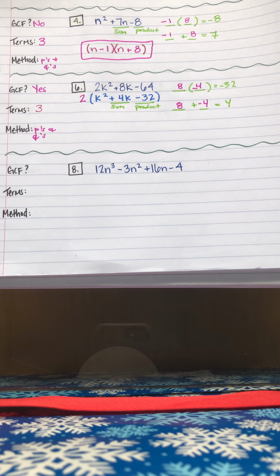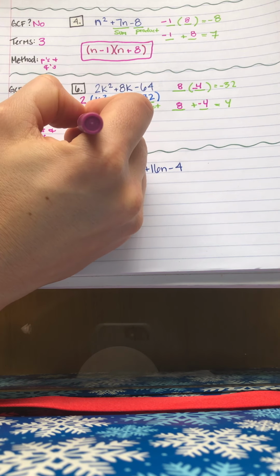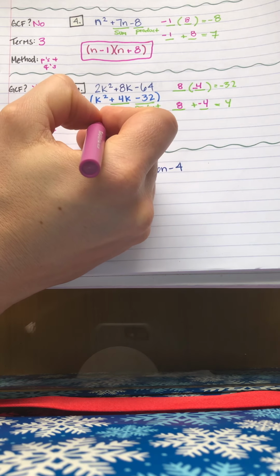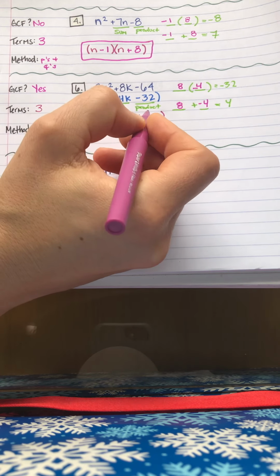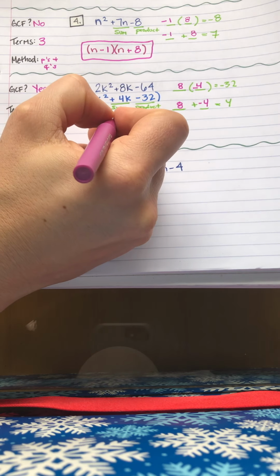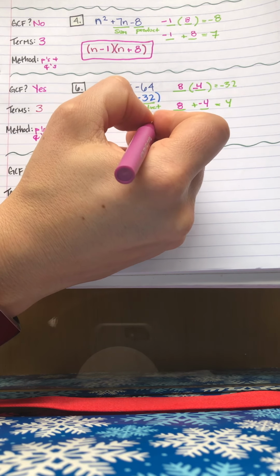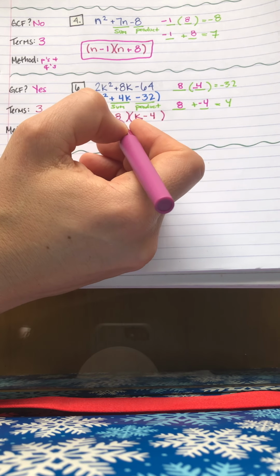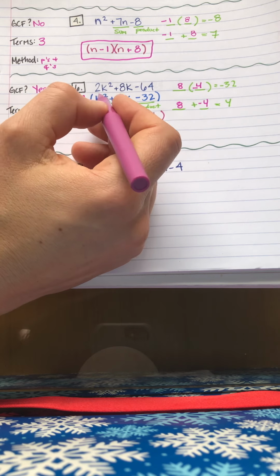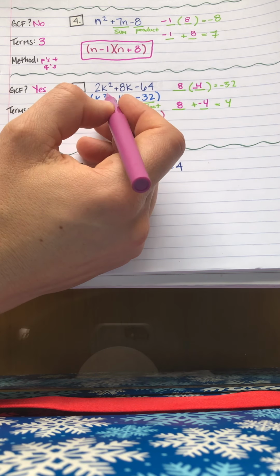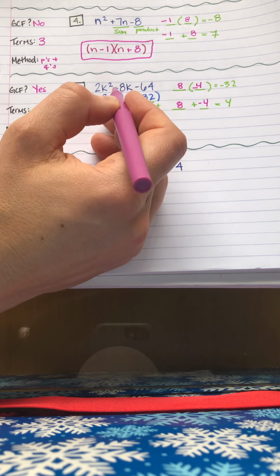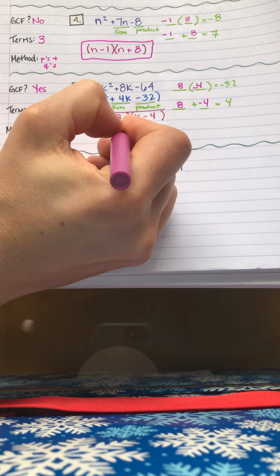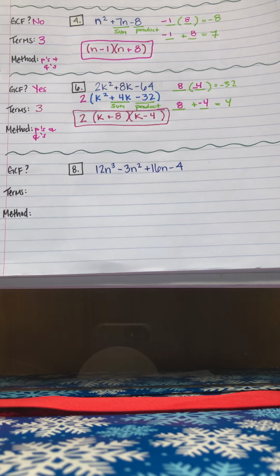Over here, in my final answer, the 2 is still a part of my final answer. Now I'm going to set up my 2 binomials. K times k is how you get k squared, so the first term in both is k. And then I bring in my p's and q's, positive 8 and negative 4. Let's do a quick check. K times k is k squared. 8 times negative 4 is negative 32. 8 plus negative 4 is 4. And then if I multiply all of these by 2, 2 times k squared is 2k squared. 2 times 4k is 8k, and 2 times negative 32 is negative 64. So I have fully factored number 6.